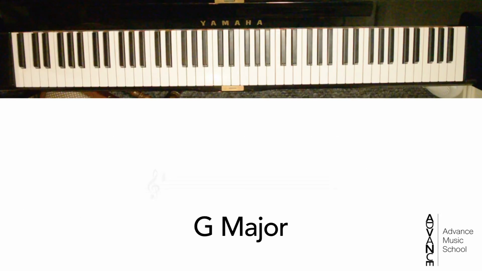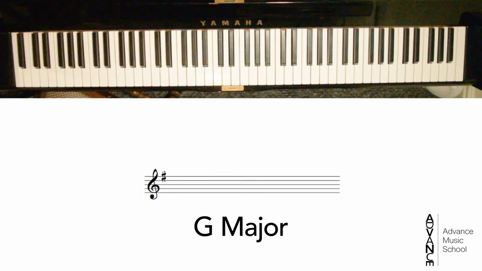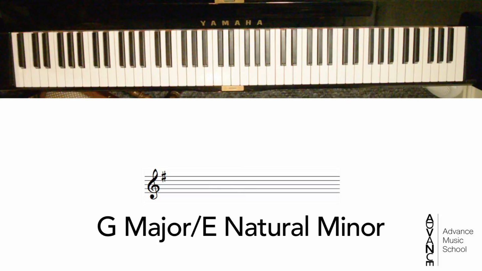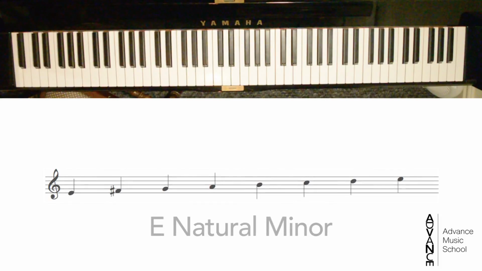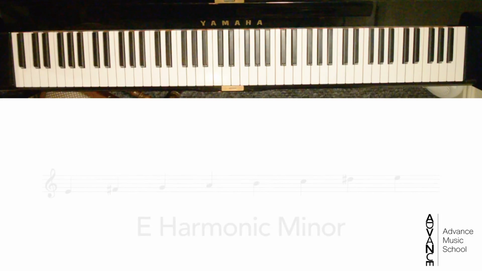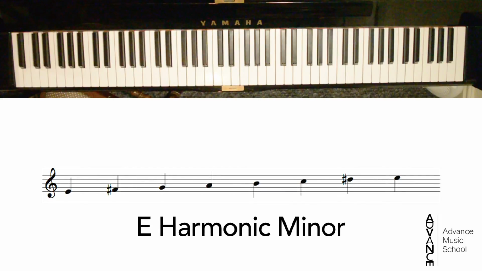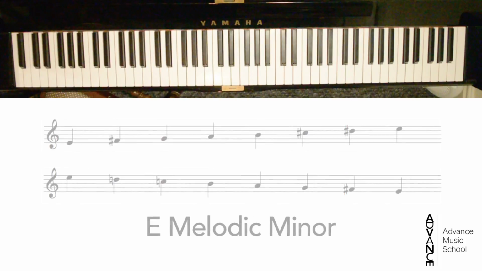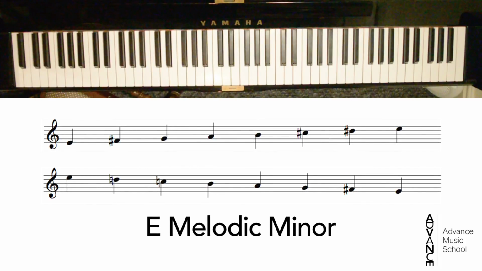So if we use G major as an example, G major has 1 sharp, which is F sharp. The relative minor is 3 semitones down, so this is E minor. So E natural minor has the notes E, F sharp, G, A, B, C, D, and E. The harmonic minor has a sharpened 7th note, so E harmonic minor becomes E, F sharp, G, A, B, C, D sharp, and E. The third type of minor is the melodic minor, which has the sharpened 6th and 7th notes on the way up, and the normal 6th and 7th notes on the way down.